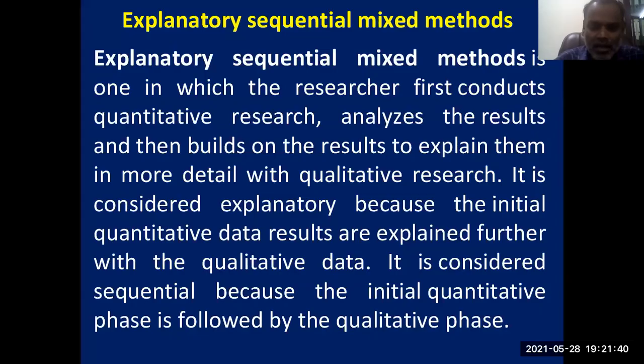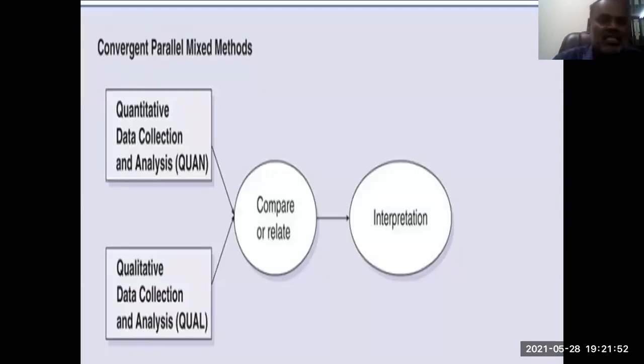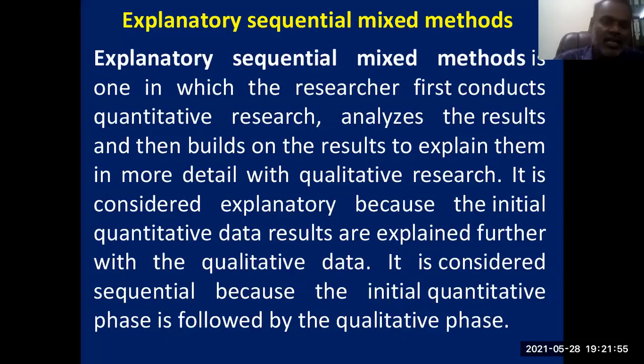That was the interpretation of the convergent parallel mixed method. The second one is the explanatory sequential mixed method. The explanatory sequential mixed method is one in which the researcher first conducts quantitative research, analyzes the results, then builds on the results to explain them in more detail with qualitative research.